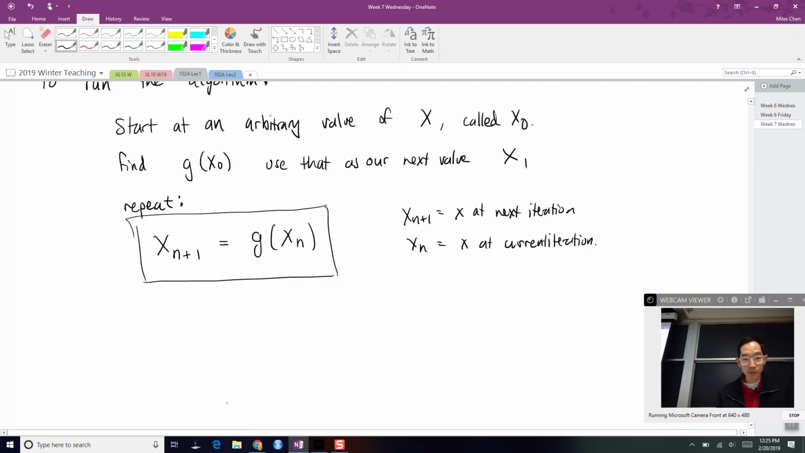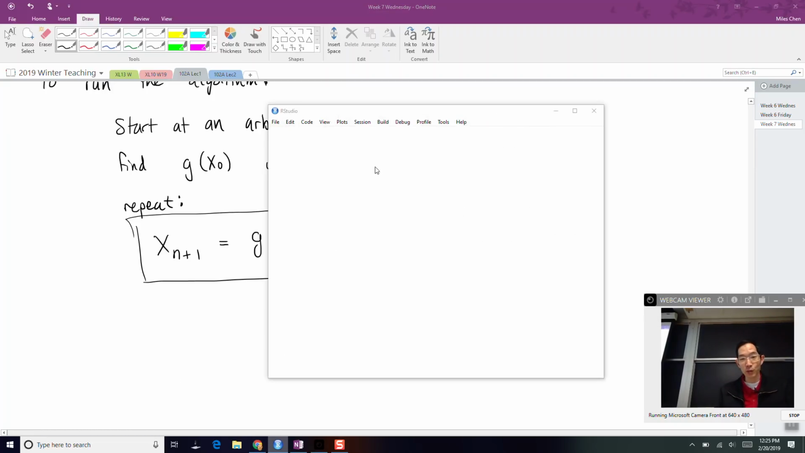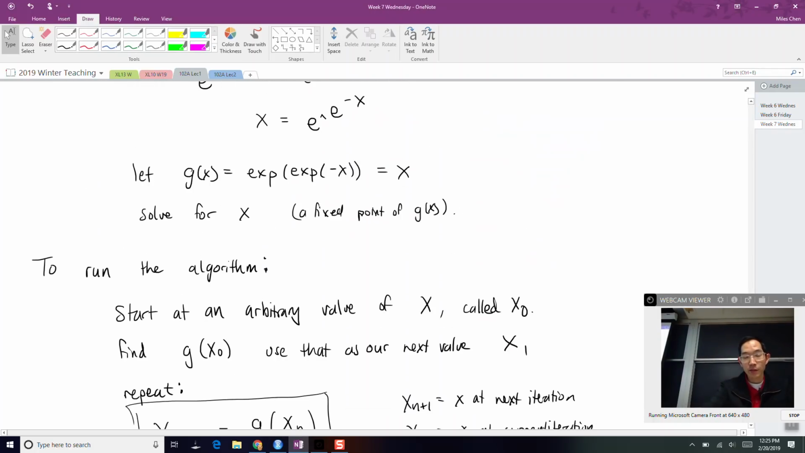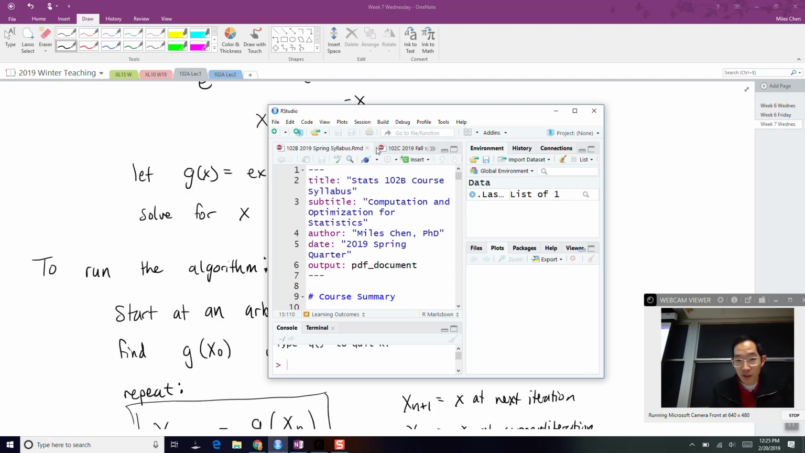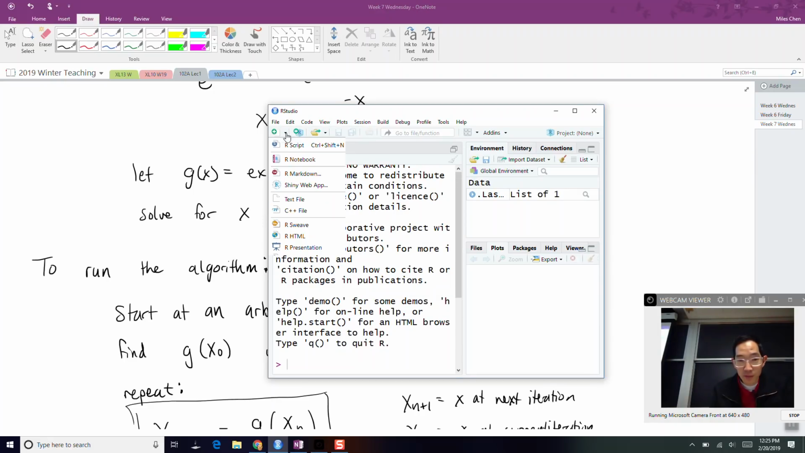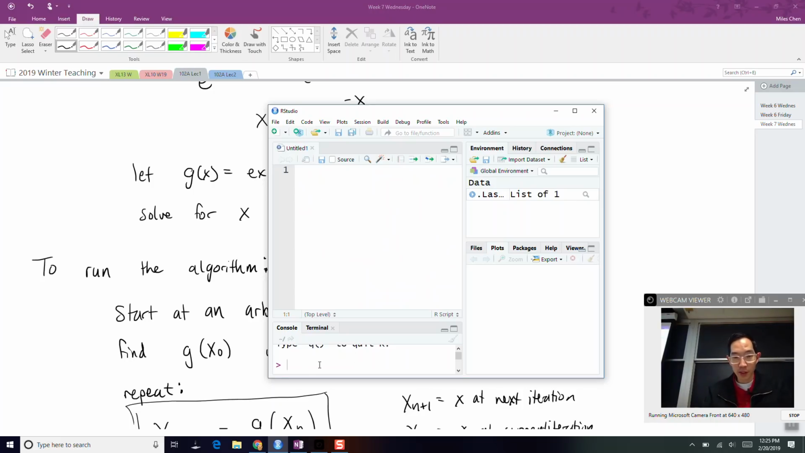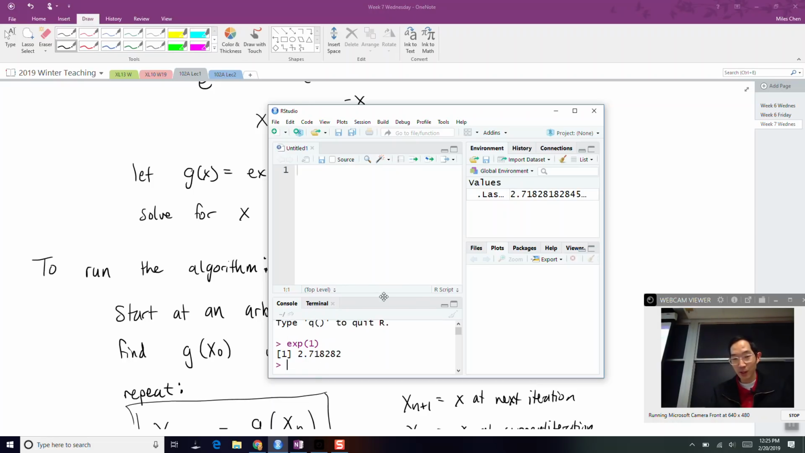Okay, so we can just try this, see if this works. So here, what I have is g is equal to exp of negative x. Okay, so R has the exp function. So exp of 1 is e raised to the first power, exp of 2 is that squared. Anyway, I'm going to just say g is a function of x, and it will return exp of negative x.